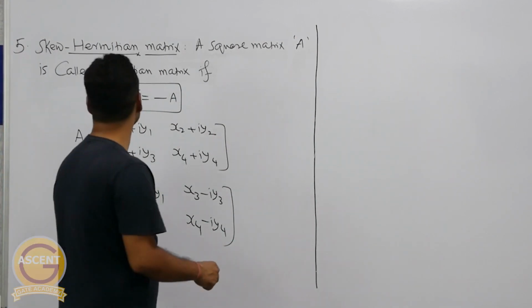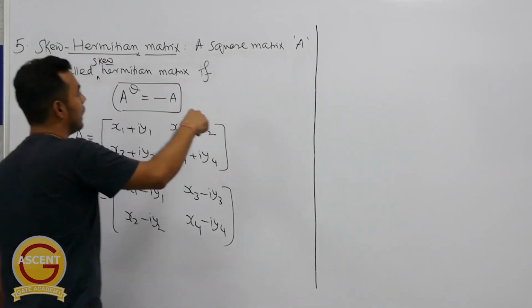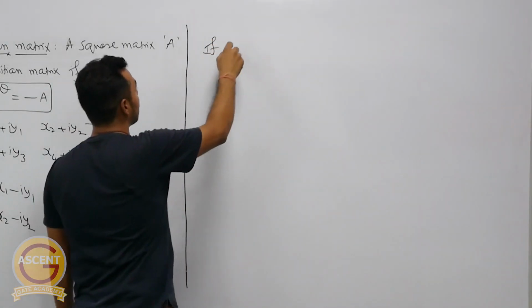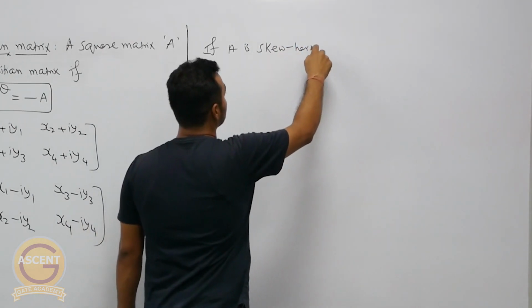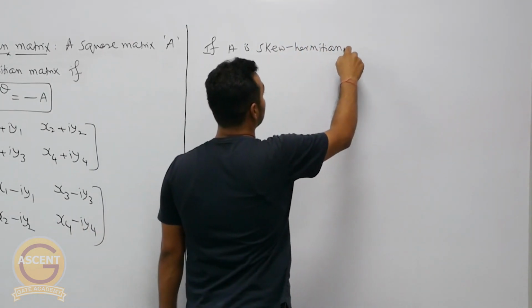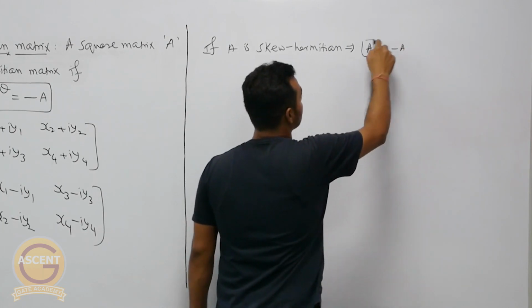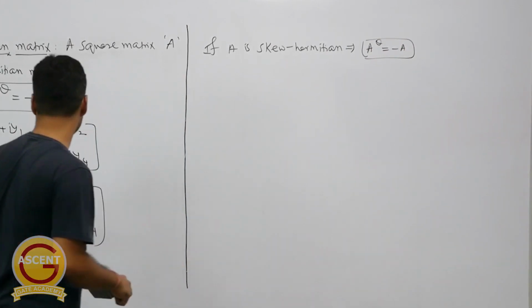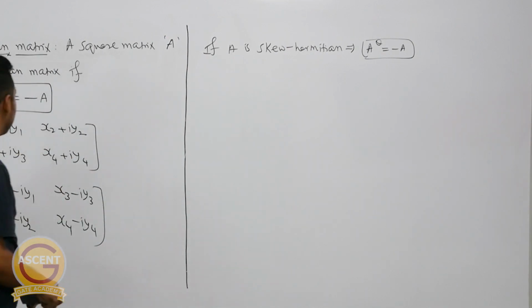Now if A is a Skew-Hermitian matrix, then this implies conjugate transpose of A is minus A. So this means all these elements are negative of these elements. For example, x1 plus iota y1 will be negative of x1 minus iota y1. x2 plus iota y2 will be negative of x3 minus iota y3 and so on.